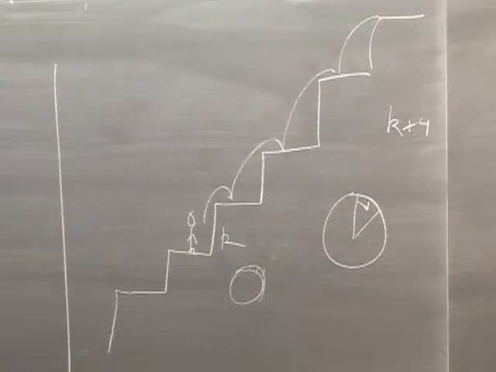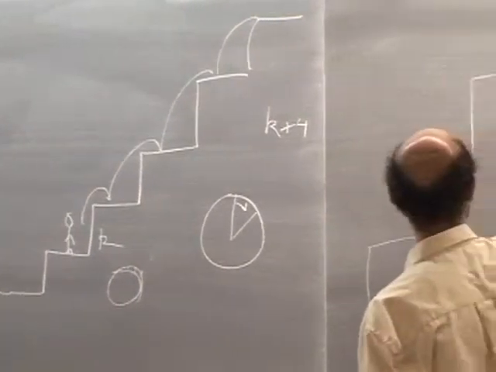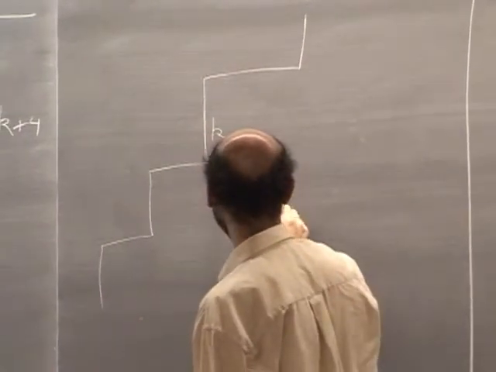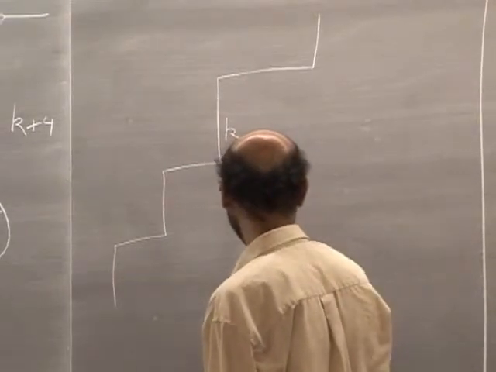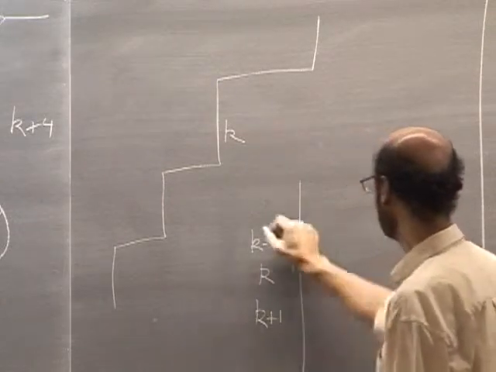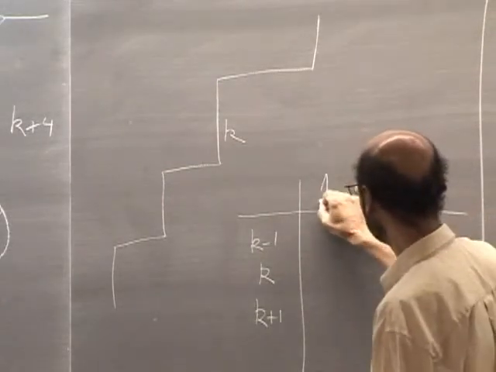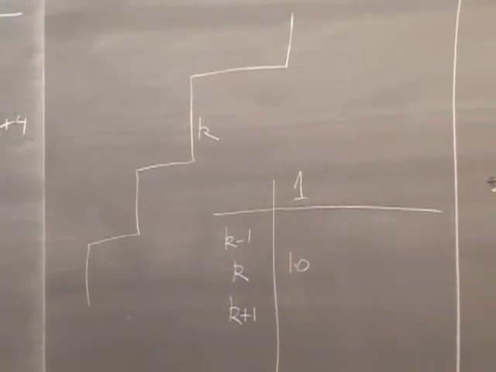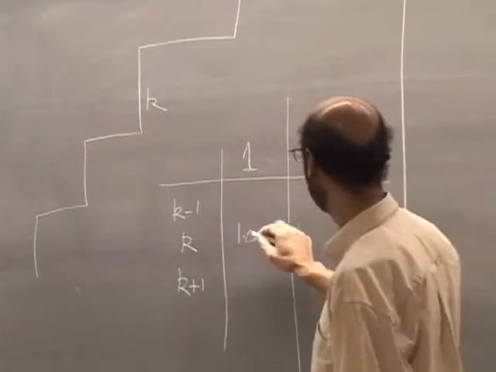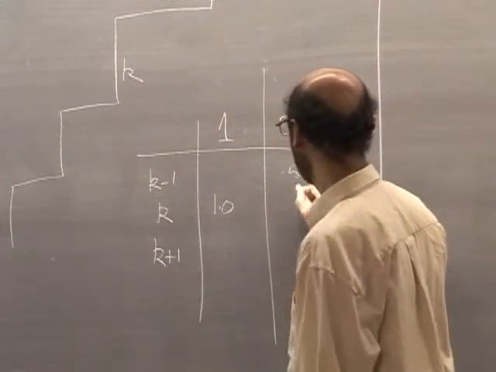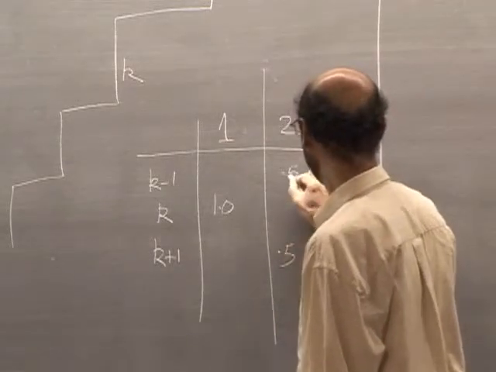Well, you don't know deterministically where that person is, but you know probabilistically where that person is. Why is that? Well, let's just see. Let's say the person is on step K at time... let me just draw it like this. This is K, and K plus 1, K minus 1. These are just the stairs. So at time step 1, they were on step K with probability 1.0. After one flip, at time step 2, they're going to be at K minus 1 with probability 0.5 and K plus 1 with probability 0.5.